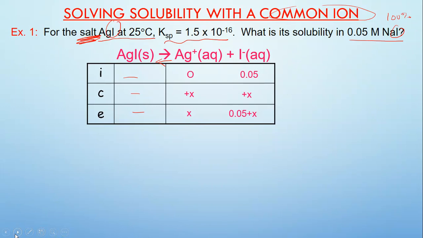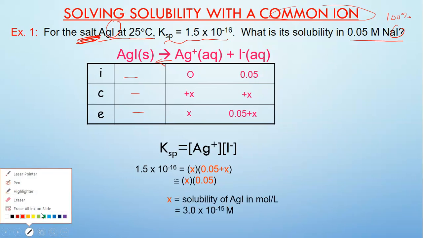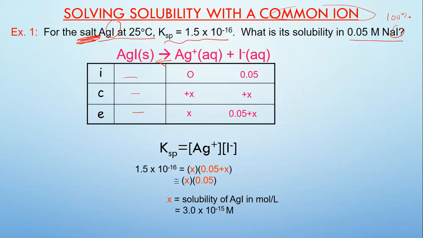Now remember, we can ignore x if you have an initial amount present. So this is going to greatly simplify our problem. So just keep that in mind. That's why when you write out your law of mass action, notice here initially I plugged it in as x and 0.05 plus x, but we can ignore the x here. So we're able to ignore this x here.